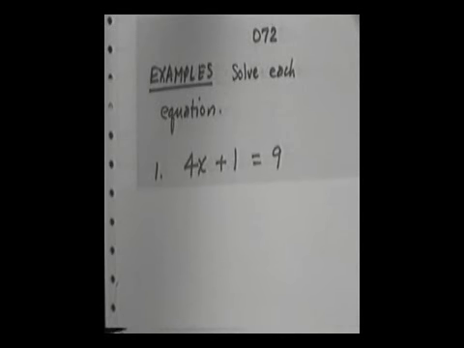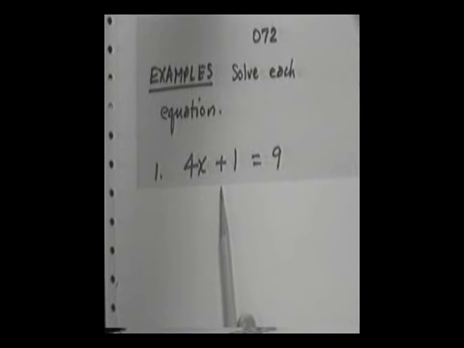Example 1 is 4x plus 1 equals 9. Our goal is to get the variable by itself on one side of the equation. The variable in this equation is x. You notice that x has a coefficient 4. X has an extra term added to it, 1. And these two numbers keep the x from being by itself on one side of the equation.